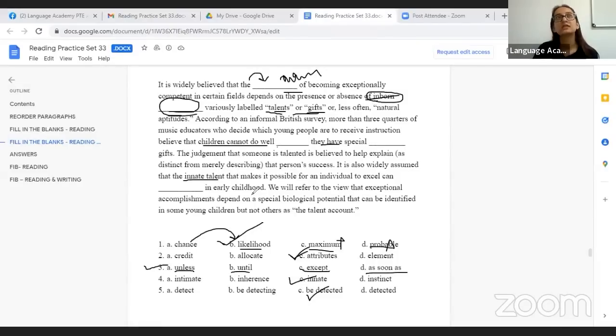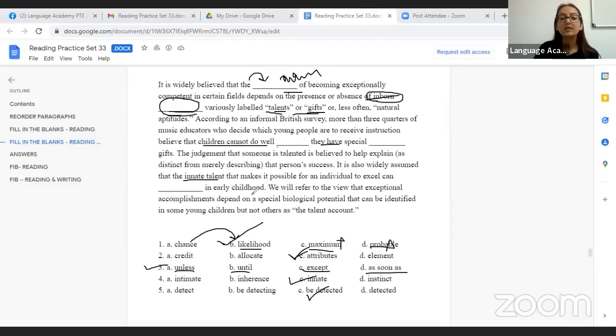Inherence is a word related to inherent, and here inherent would have been fine. Inherent means something that comes in our genes. Inherence is also used in the same context but cannot come here because of the structure of the sentence.